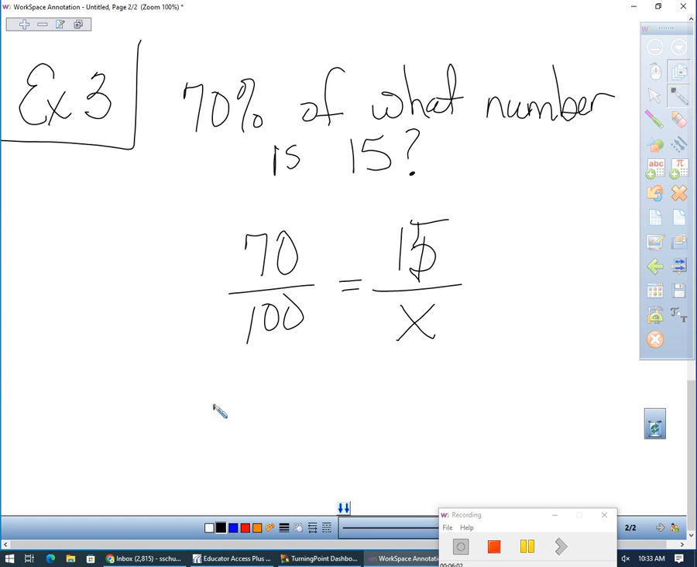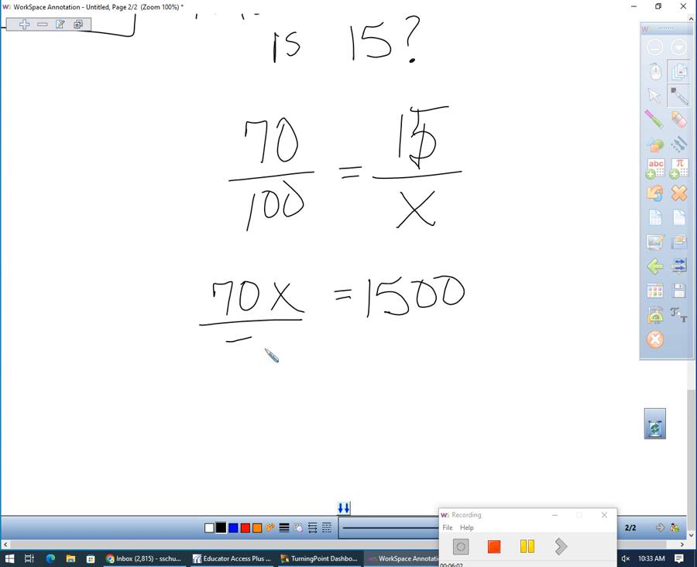70 times x is 70x. 100 times 15. And then what do we do? Divide by 70. Grab your calculator. 1,500 divided by 70. Thank you. 21.4. It's just a number.